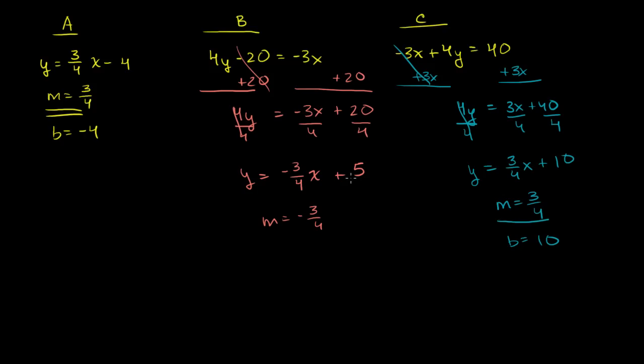So line A and line C have the exact same slope, 3/4, and they're different lines because their y-intercepts are different. So we know that A and C are parallel lines, and B is not parallel to either one of the other two.